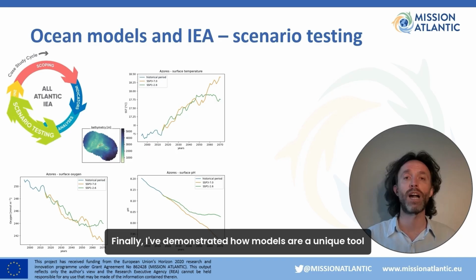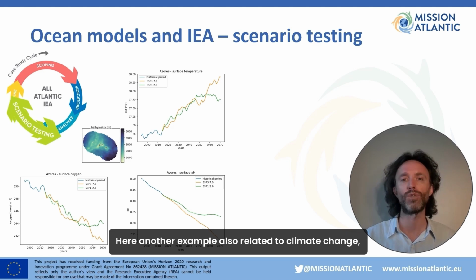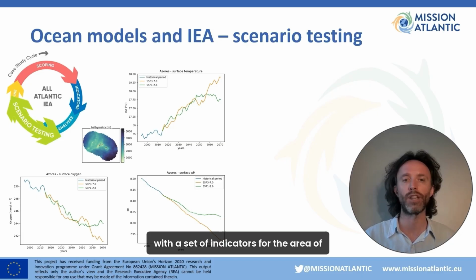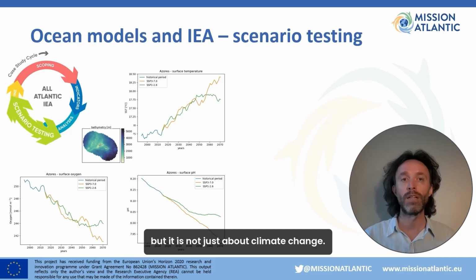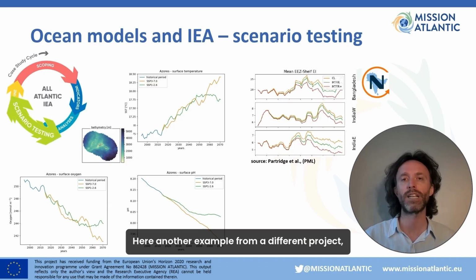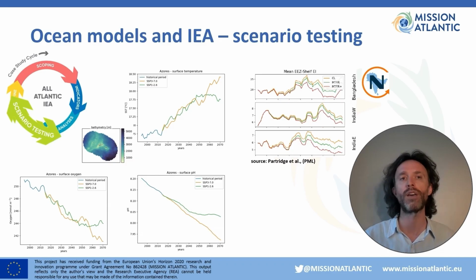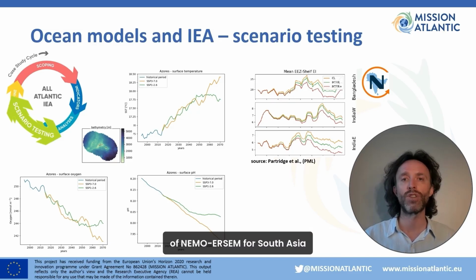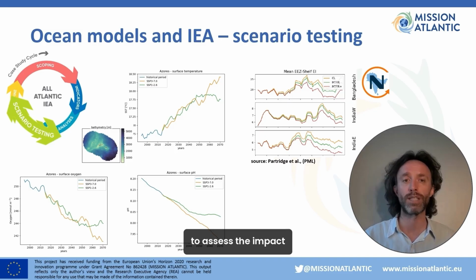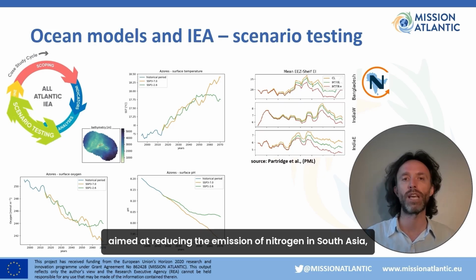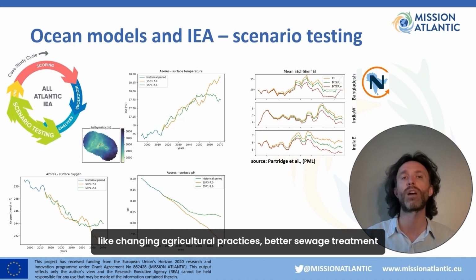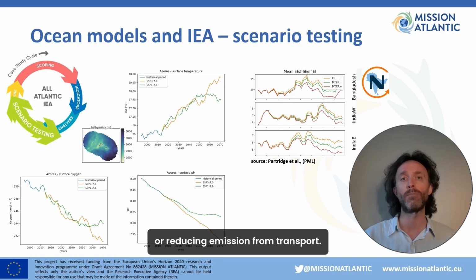Finally, I'll demonstrate how models are a unique tool to assess the impact of alternative scenarios. Here is another example also related to climate change, with a set of indicators for the area of the Azores under different climate change scenarios, like temperature, oxygen, and pH. But it's not just about climate change. Here is another example from a different project, the UKRI funded project South Asian Nitrogen Hub, where we used a regional implementation of NEMO for South Asia to assess the impact on the coastal environment of a series of policies aimed at reducing the emission of nitrogen in South Asia, like changing agricultural practices, better sewage treatment, or reducing emission from transport.